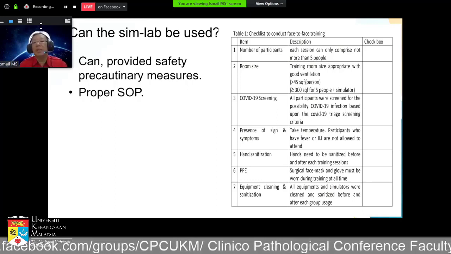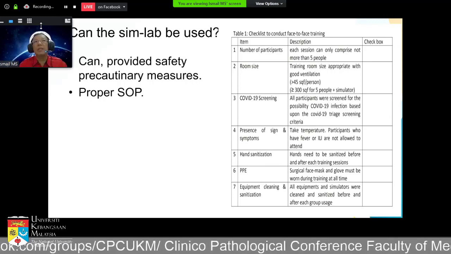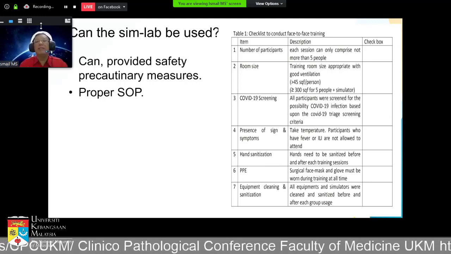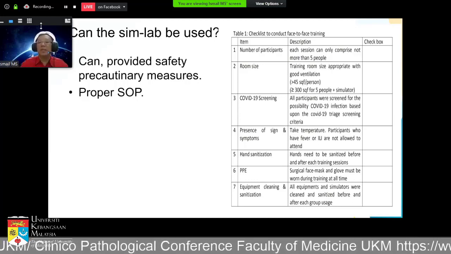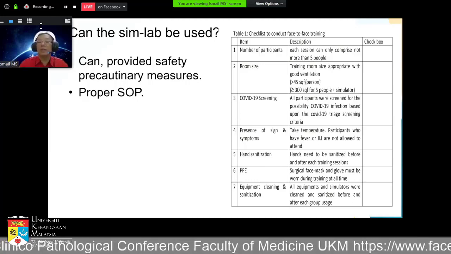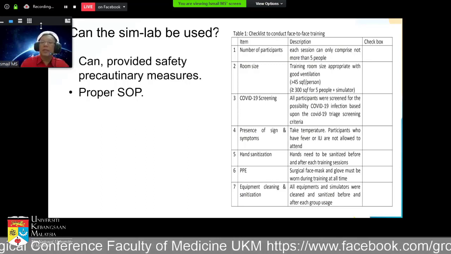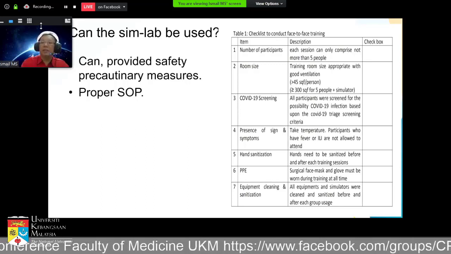But I think one of the important things is number 7. The people who run the simulation lab or the skill lab have to clean all the equipment before and after each group comes there and practices. Not each session, but each group. So everybody who goes there has to clean things up. And when they leave, they have to clean it up before the next team comes in and learns.